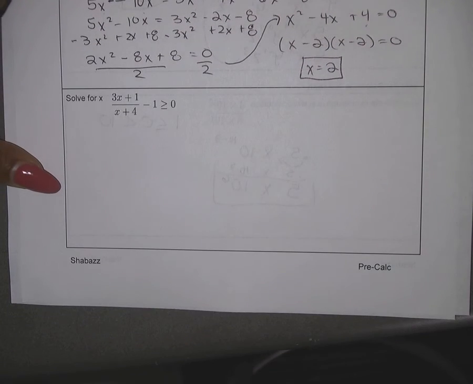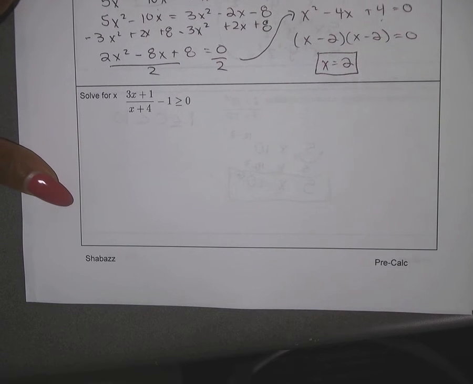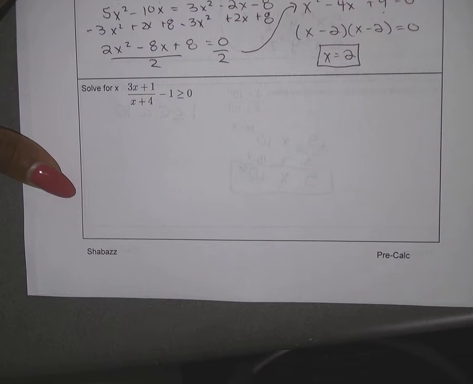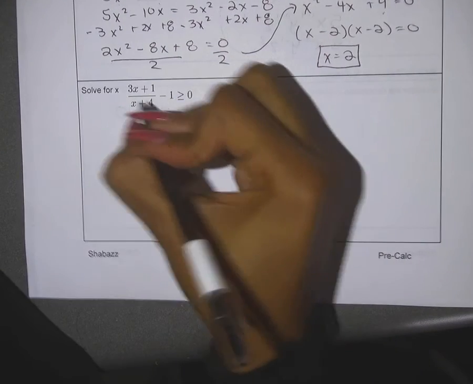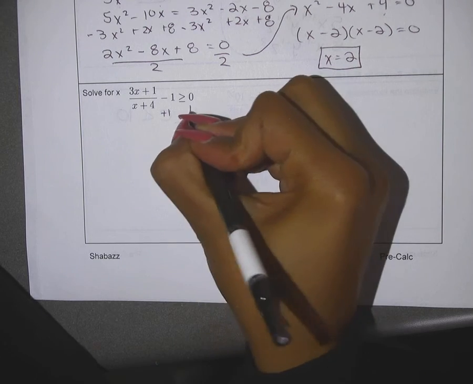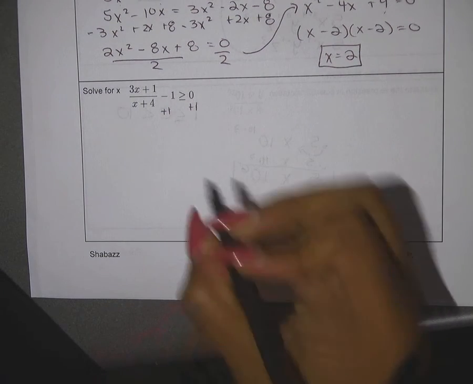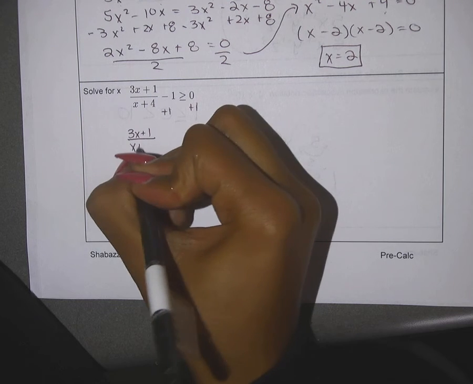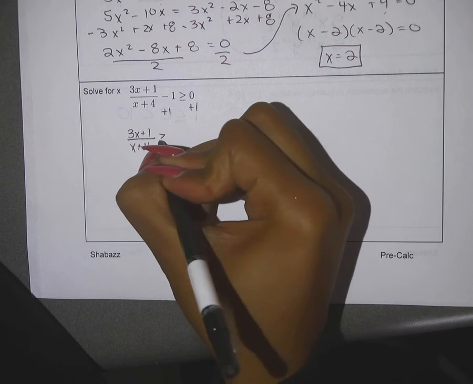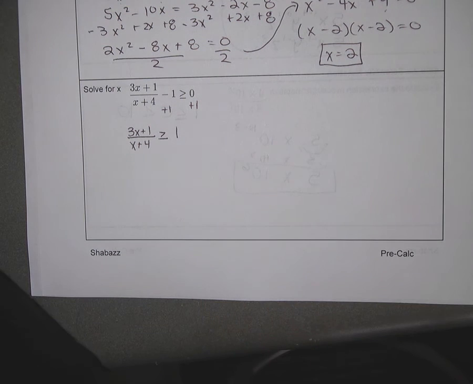Okay, so let's go ahead and move on to this one. So what would you guys do first if I wanted to solve for x? Yeah, I'm going to maybe add 1 on both sides. Before I multiply, I want to get rid of this constant. So I'm going to add 1, and I'm adding 1. So now I have 3x plus 1 all over x plus 4 is greater than or equal to 1.